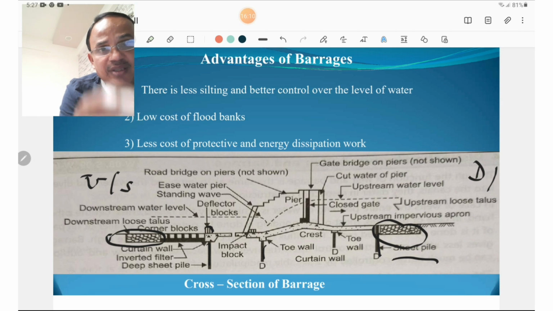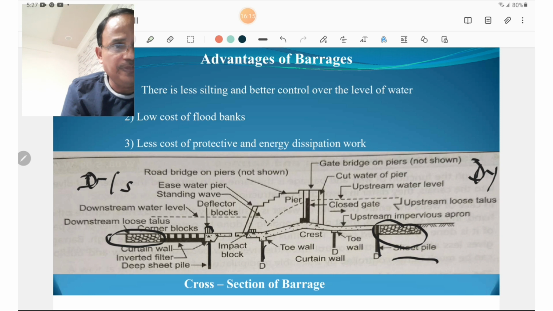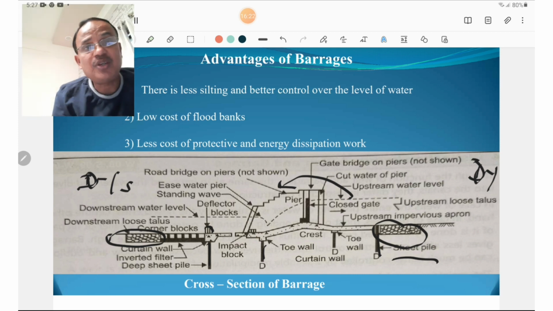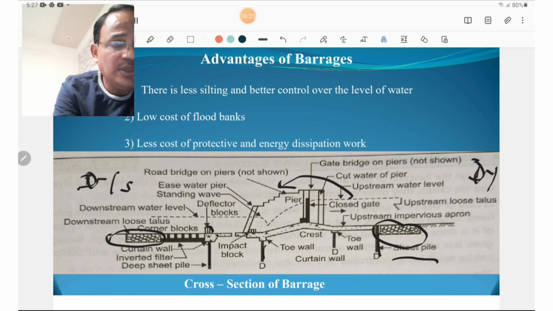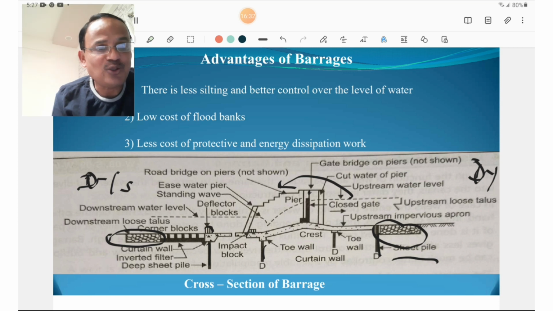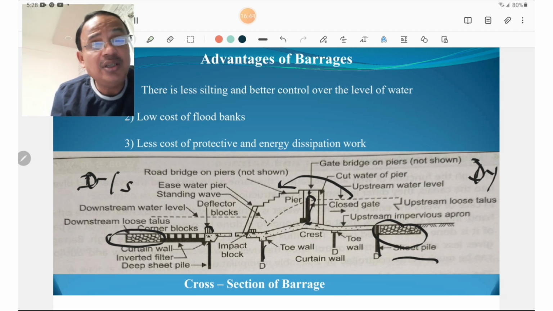Here they term this level as the downstream side, so this level must be the upstream side. So excess water can be removed from the upstream side to the downstream side by means of the gates provided over the barrage, and those gates we studied in our earlier lectures, various types of gates. The top of the barrage is called the crest. Over the crest there is an arrangement of gates, and those gates are placed on the piers.